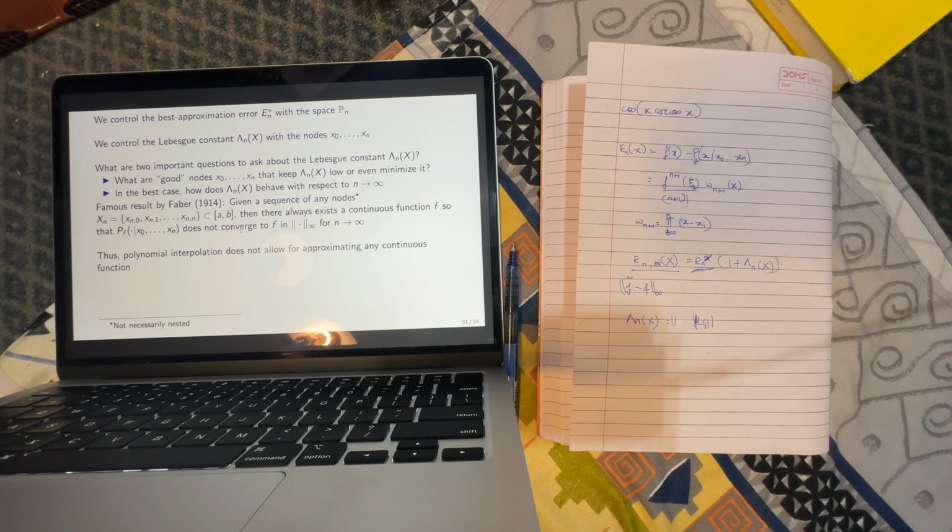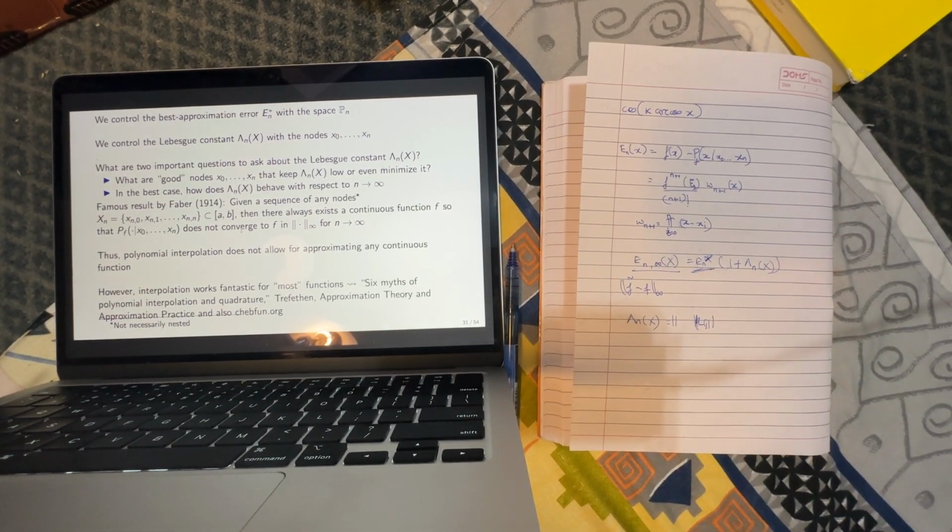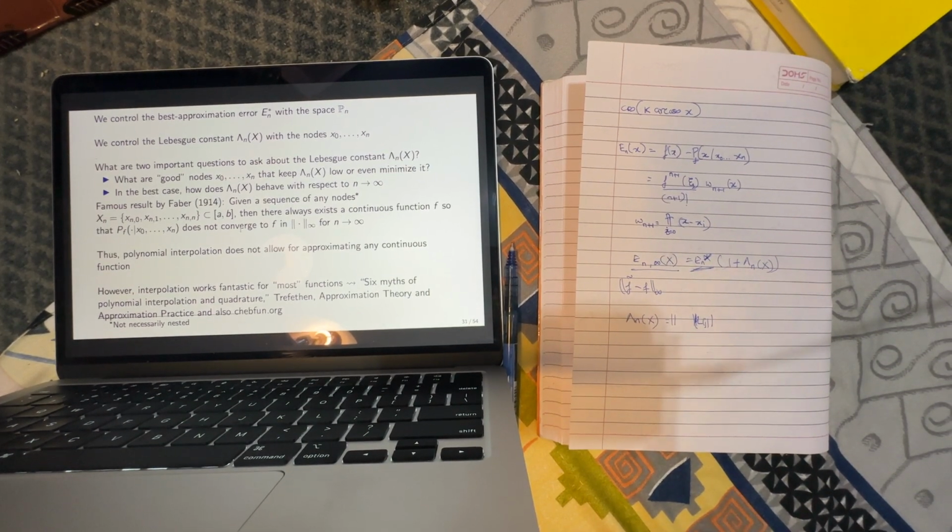If you're doing an n+1 node interpolation, then whatever our function is should be n+1 times differentiable. It has to be continuously differentiable. Only then can our polynomials converge for n tending to infinity.